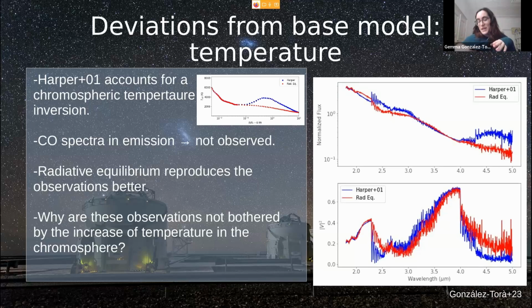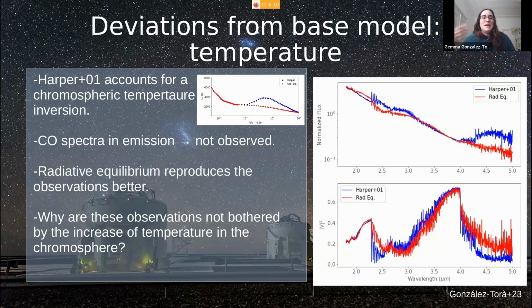So basically, the main difference here is that at 2.5 microns, for the chromospheric temperature inversion, so for the Harper profile, we see CO in emission for the flux. And this is something that in the observations we don't see at all. Already with a very low mass loss rate, we can see CO really depleted or already in emission. And if we check, for instance, a very extreme case like VY Canis Majoris, not even then do we see CO in emission.